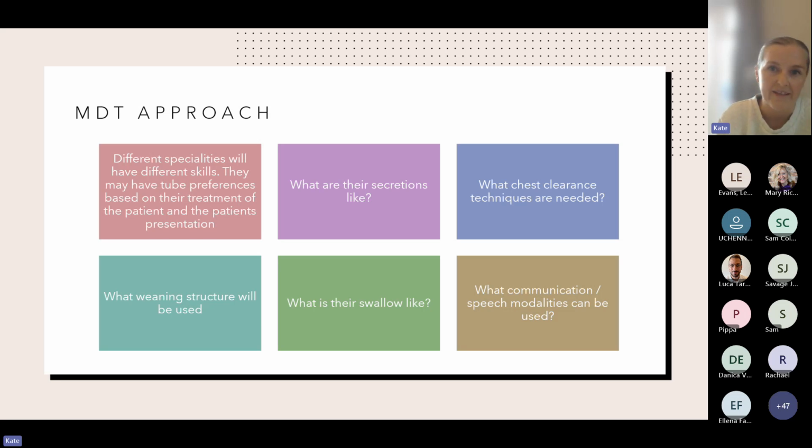You also need to think about what their swallow's like, so please involve your speech and language therapists. They are amazing, and they'll be able to tell you exactly what's going on with their swallow. And you also need to think about what communication and speech modalities you plan on using for your patients when you're choosing your tracheostomy. So please incorporate the MDT when you're deciding what tracheostomy to use.